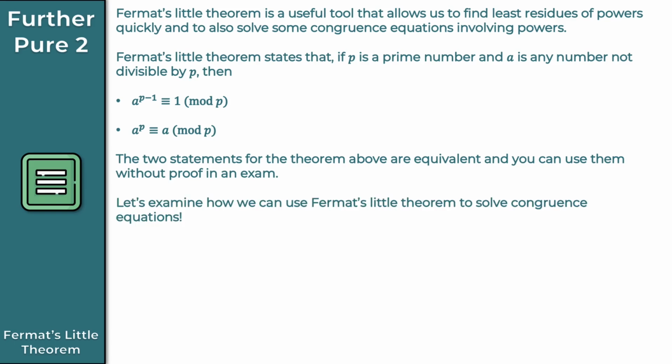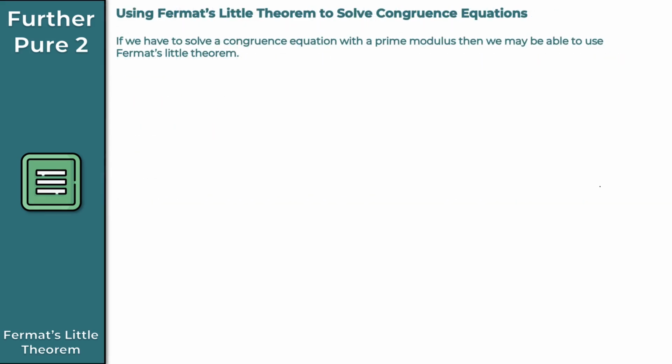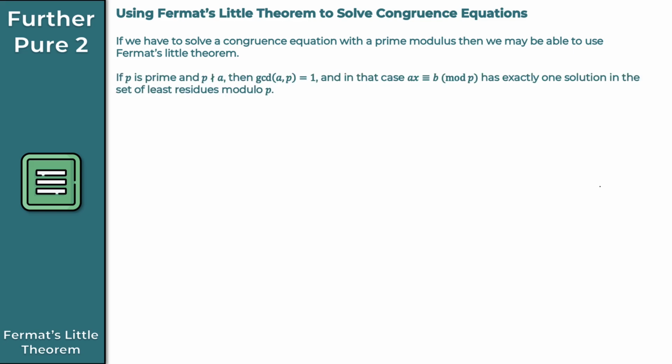So let's have a quick look at how we can use Fermat's little theorem to solve congruence equations. If we have to solve a congruence equation with a prime modulus, then we may be able to use Fermat's little theorem. If p is prime and p does not divide a, then the GCD of a and p is equal to 1, so they're co-prime. In that case, ax is congruent to b mod p has exactly one solution in the set of least residues modulo p.